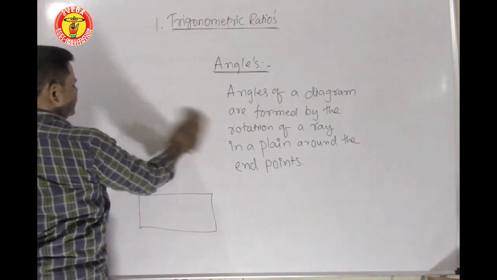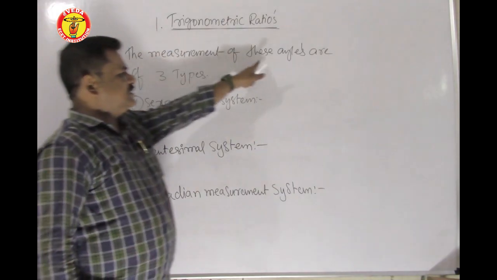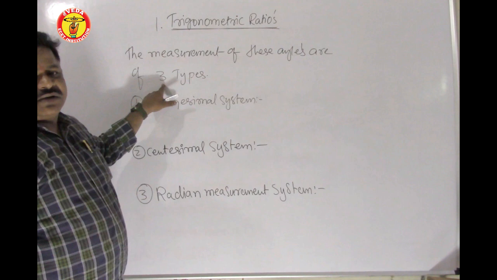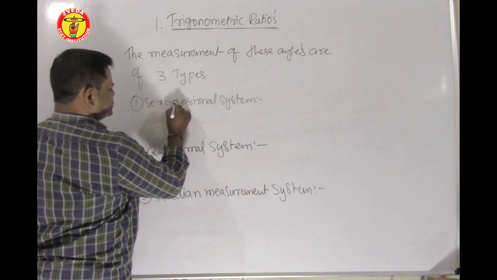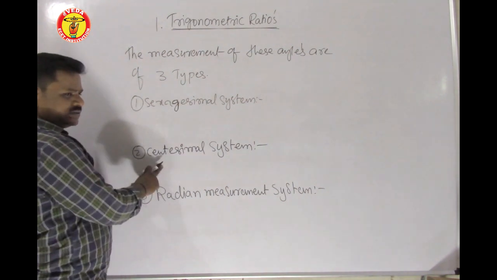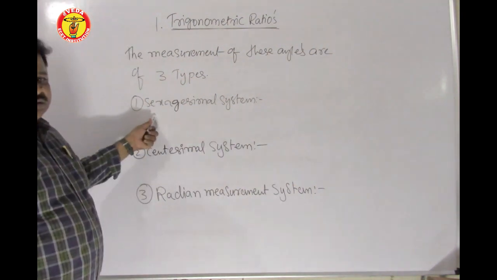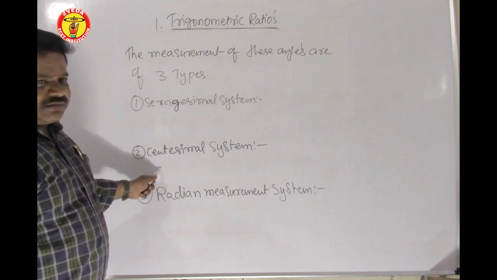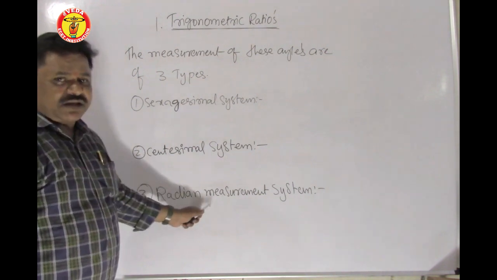Now next, when we discuss the angle, the measurement of these angles is of how many types? The measurement of angles is of three types. First is the sexagesimal system, second is the centesimal system, and third is the radian measurement system.